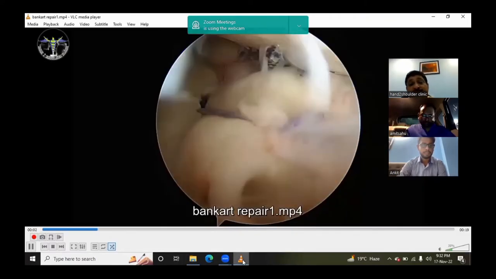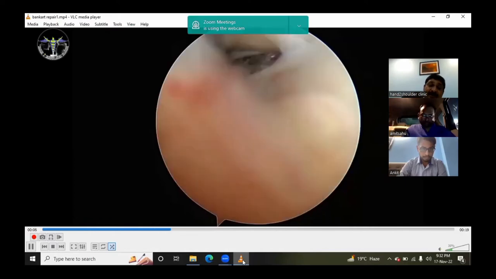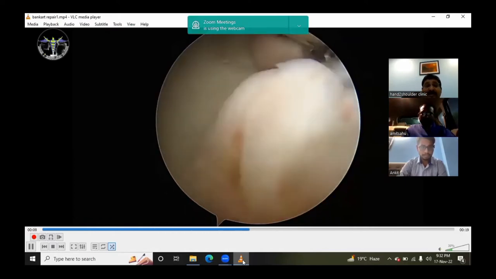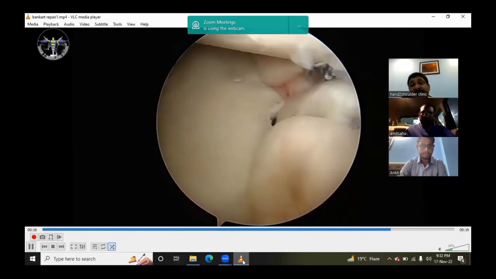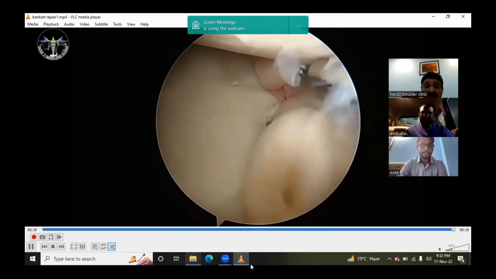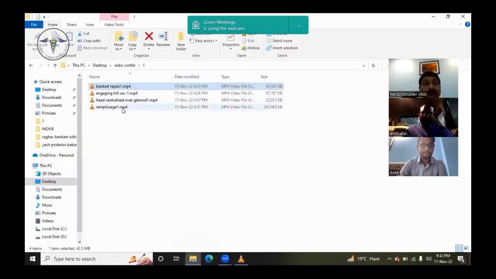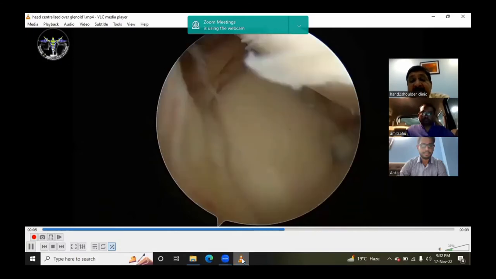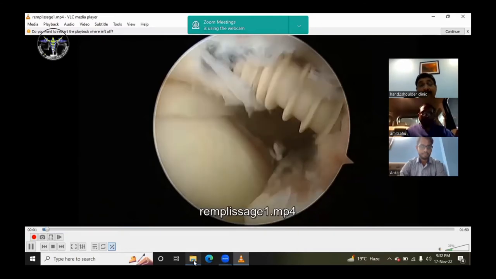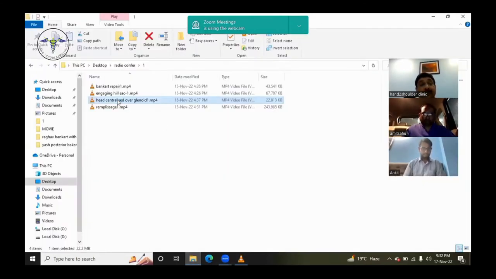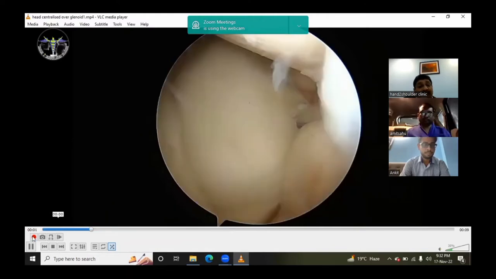So when you tie a knot, the capsule is shifted a little bit from inferior to superior and from the anterior towards the glenoid. So the volume of the capsule is reduced, which gives stability anteriorly. Once you have stabilized posteriorly with the remplissage and anteriorly with the Bankart, this is how the Bankart would look.